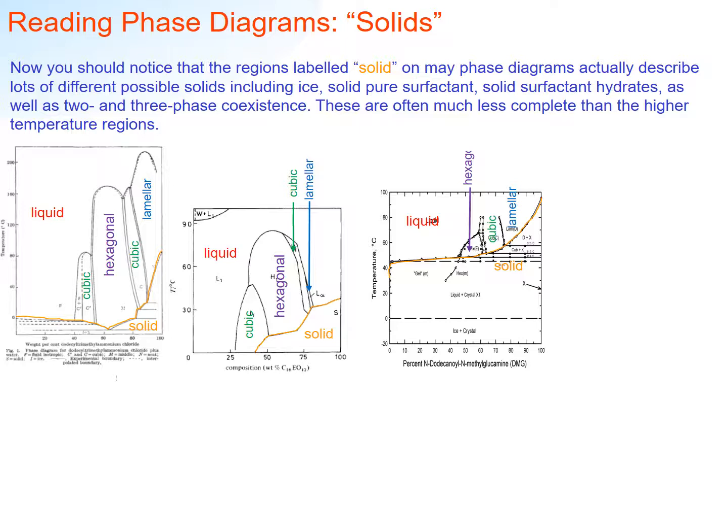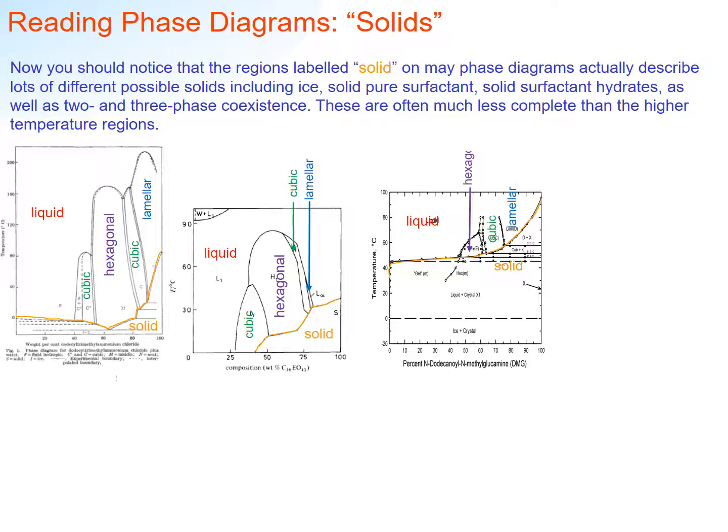So now let's come back and take a look at the low temperature solids notation that we saw when we first looked at phase diagrams. For these three phase diagrams from one of the first slides, you will probably notice now that the regions just labeled solid actually describe lots and lots of different possible solids, including ice, solid surfactant, and possibly lots of surfactant hydrates, but also 2 and 3 phase coexistences.